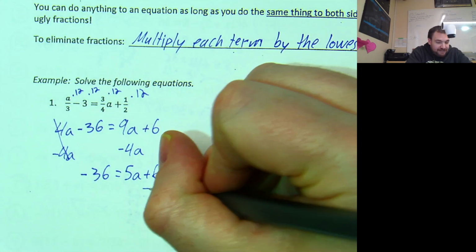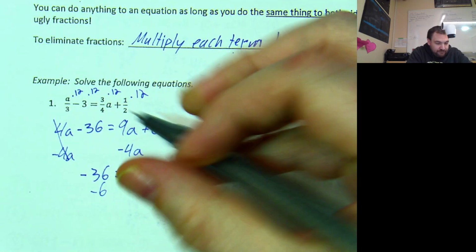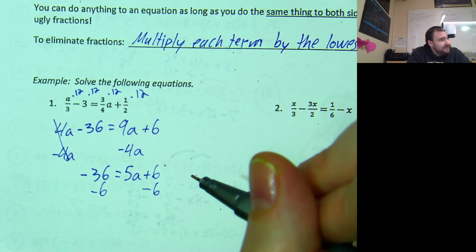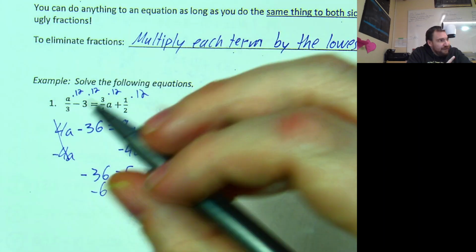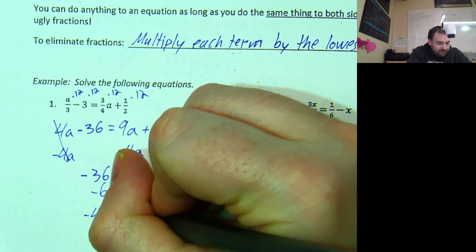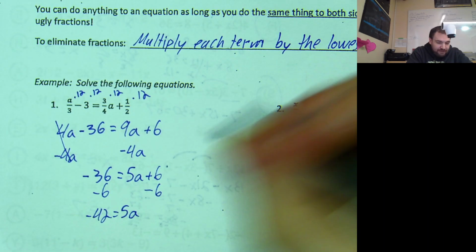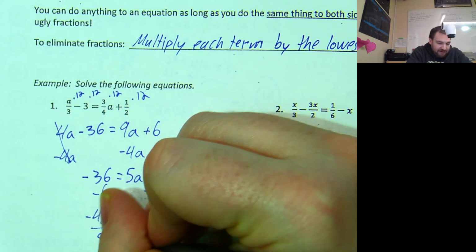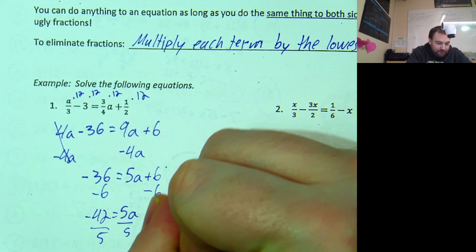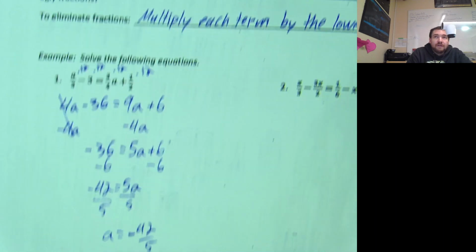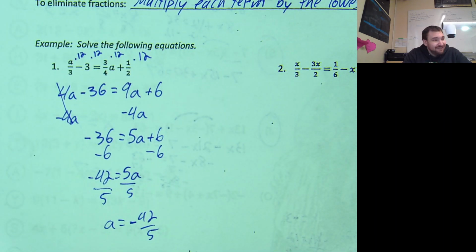So now I'm going to subtract 6 on both sides. Negative 42, yeah. Equals 5a. Divide by 5, divide by 5, and I'm going to get a equals negative 42 over 5. That fraction is not reducible nicely. Or you could call it negative 8.4, if you want to convert that thing to a decimal. It's totally fine leaving it as a fraction, though.